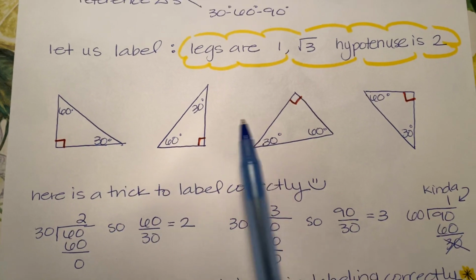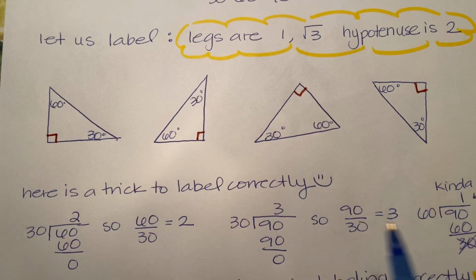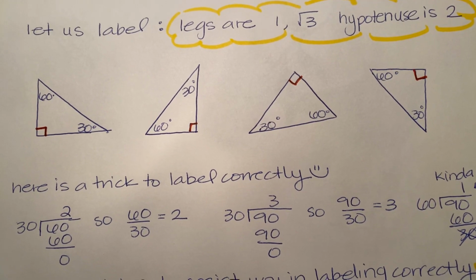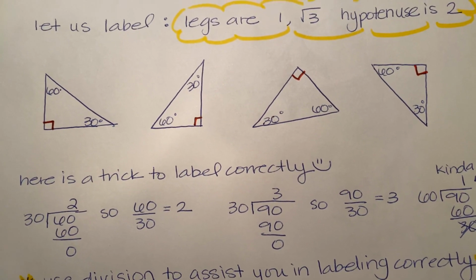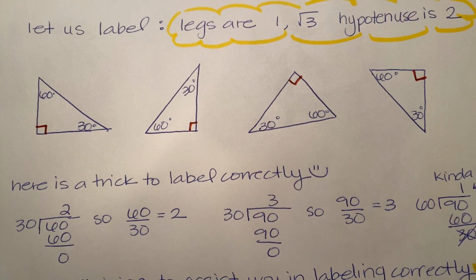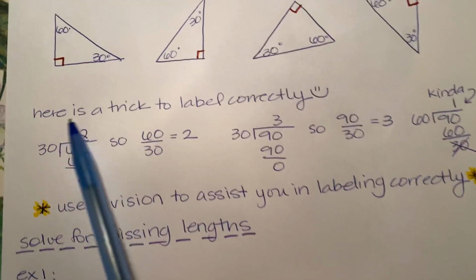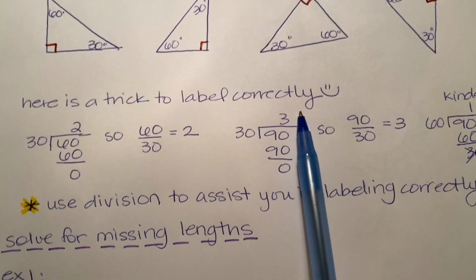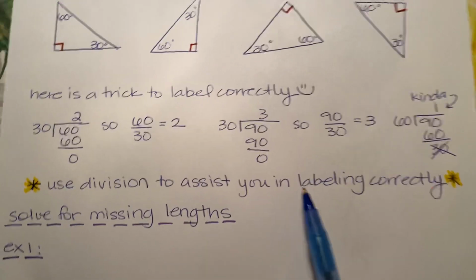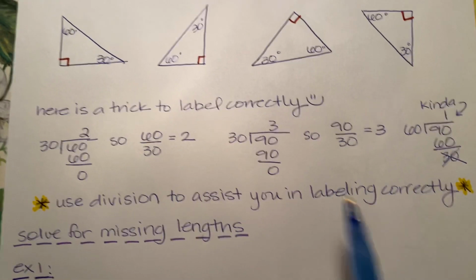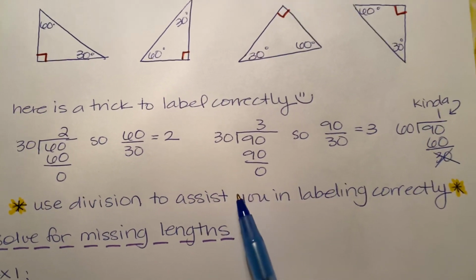These are the 4 triangles you're going to draw. Notice it's not like the 45 where I drew, I think, 8 different ways. I'm just doing it 4 ways because at this point you should understand that you pay attention to how it's oriented. Here's a trick to label correctly, and we're going to use division to assist in labeling. If it's kind of weird, you'll hear me repeat it so many times you'll get comfortable with it.